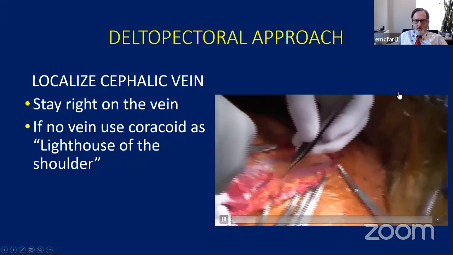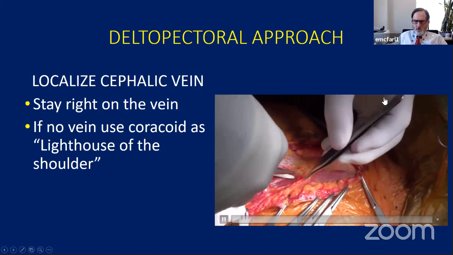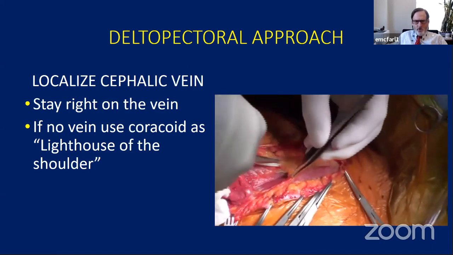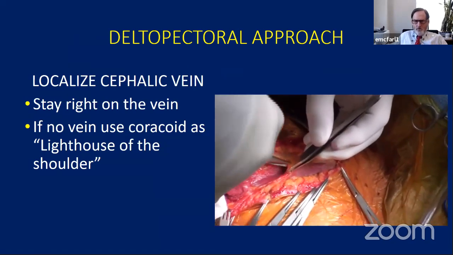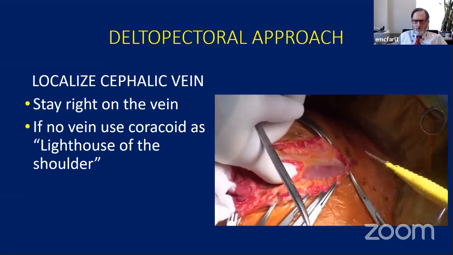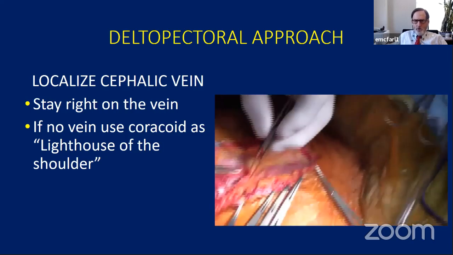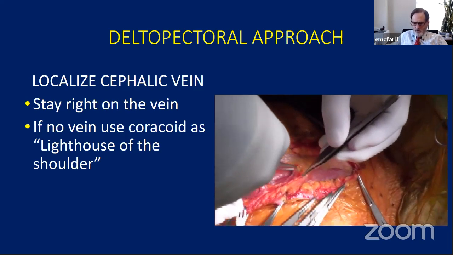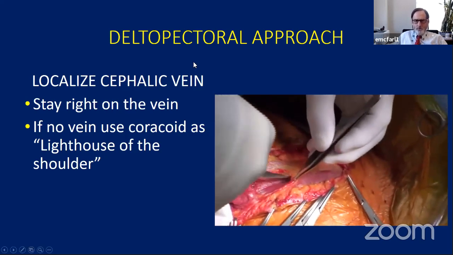You want to localize the cephalic vein, and I like to stay right on the vein. Some people just cut right through the muscle and it just makes a big bloody mess. And you want to make sure you find the coracoid. Mattson called it the lighthouse of the shoulder. And if you're real careful like this and protect the axillary nerve, the interval will oftentimes just easily open up for you. And I'm sure some of you have done some brachial plexus work, but if you're careful here, it also decreases bleeding, which is very helpful.